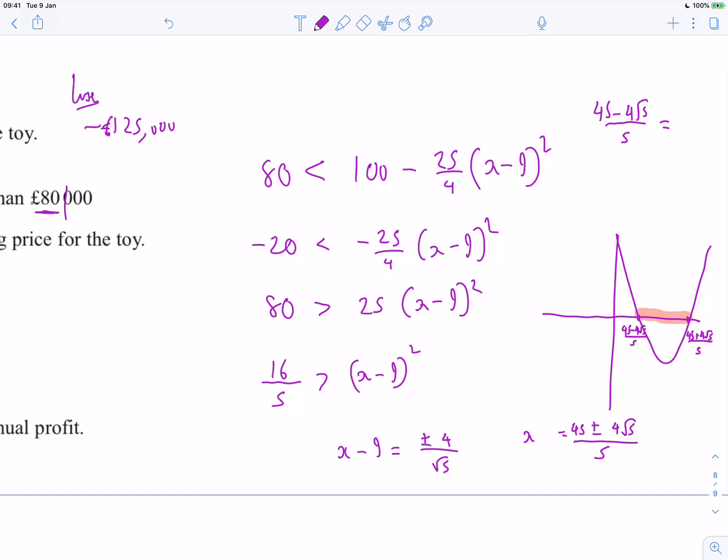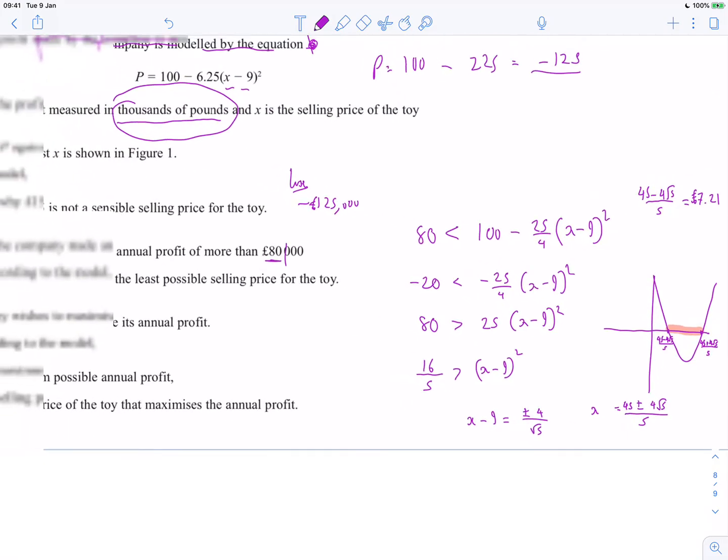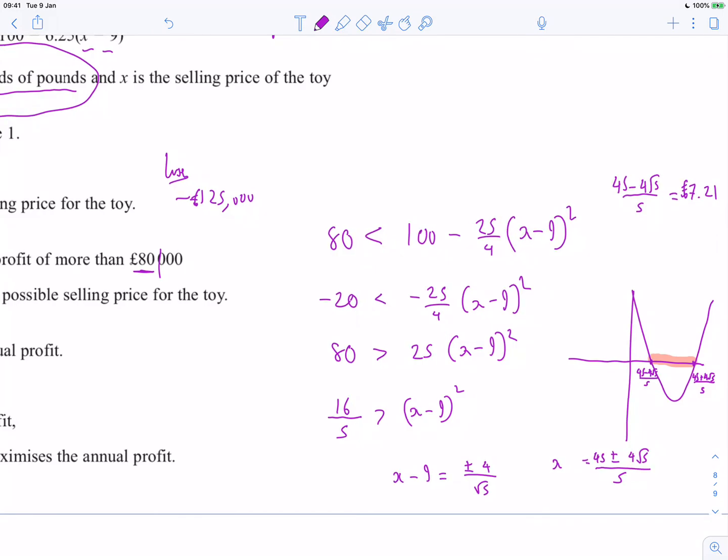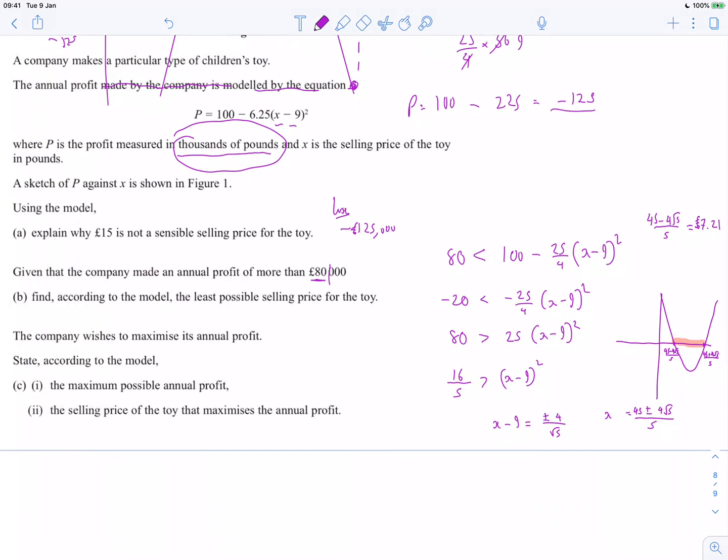What is 45 minus 4, where's the root button on this? I always do this. Aha, there it is. Root 5 over 5, which is, okay, this appears to be about £7.21. But it's 7.2111 and so on. So really, the least possible needs to be £7.22.